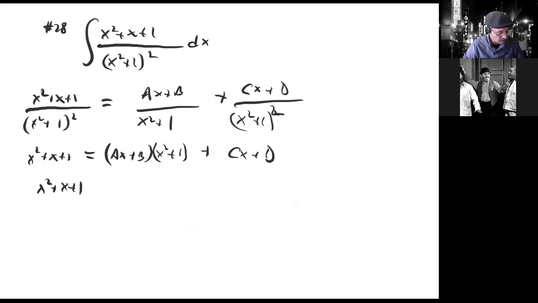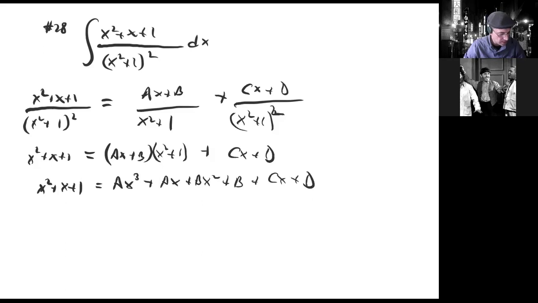So the left side is x squared plus x plus 1. The right side is a times cx plus d, but let's multiply this out. So you get ax cubed plus ax, I'm distributing, plus bx squared plus b plus cx plus d. All right, good. Okay, so what does this tell us?